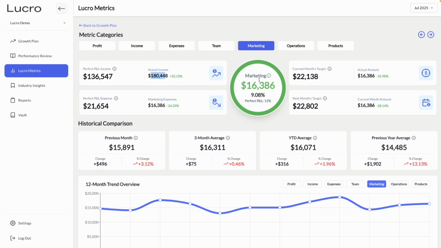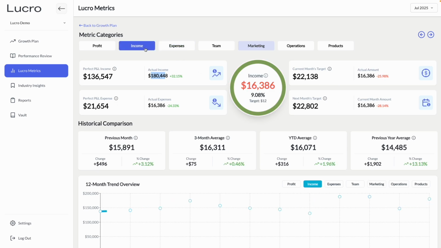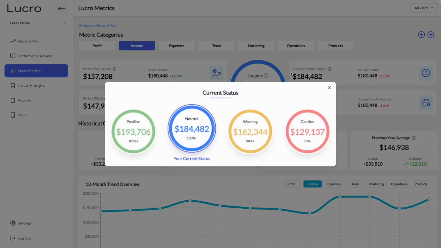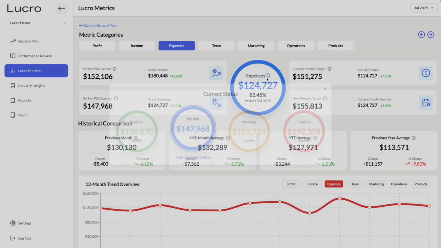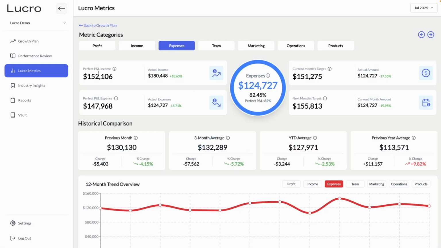On the right-hand side, again, I just want to highlight in the middle. So if I went to income, it will tell you where you are in that range. If I went to expense, this is total expenses. We're still in the blue here, which is great. It'll tell us what that range looks like. Again, total perfect P&L income, perfect P&L expense.